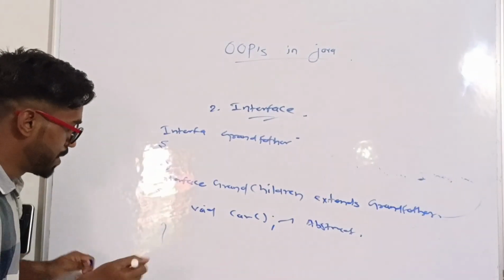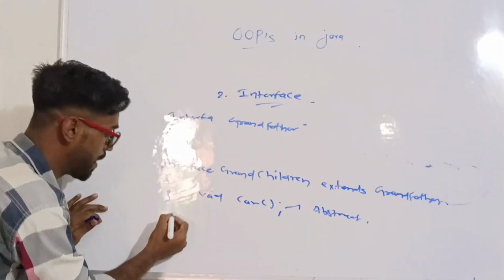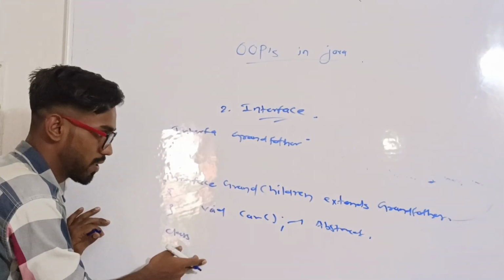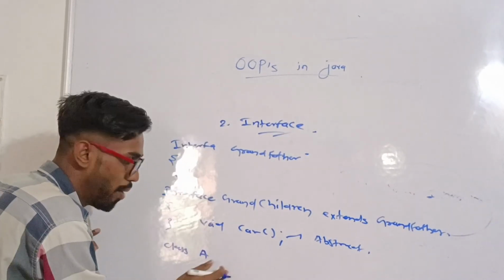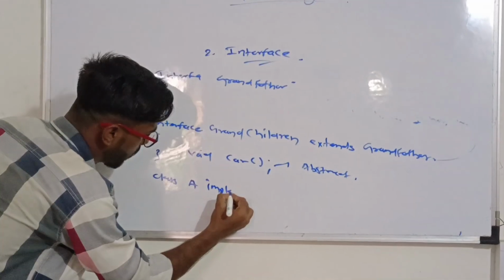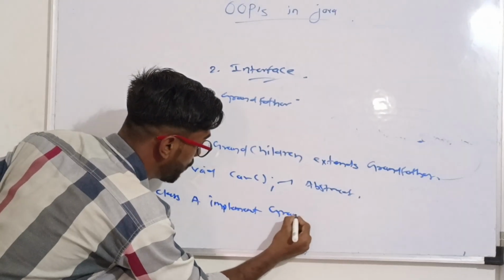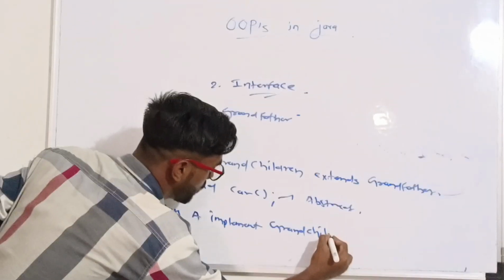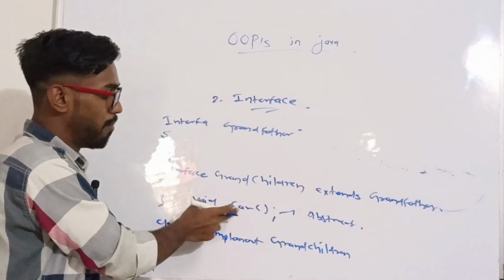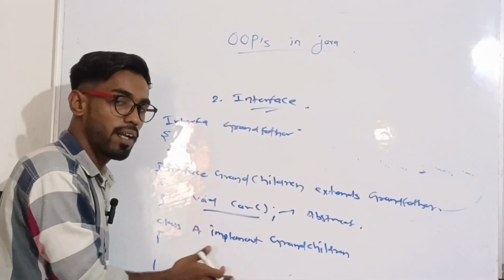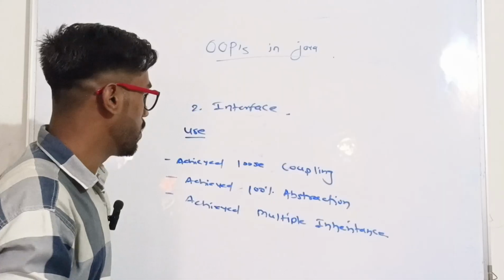The programmer has the responsibility to inherit that interface, so we create another class. We create class A and we have to implement the interface grandchildren. Here we complete the car method, which was an abstract method.